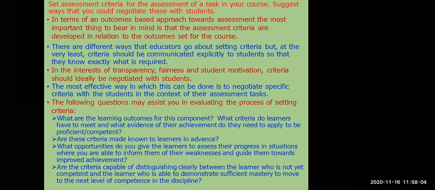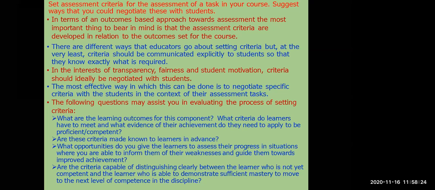The following questions may assist you in evaluating the process of setting criteria. What are the learning outcomes for this component? What criteria do learners have to meet, and what evidence of their achievement do they need to apply to be proficient, competent? Are these criteria made known to the learners in advance? I think I'm not repeating that.